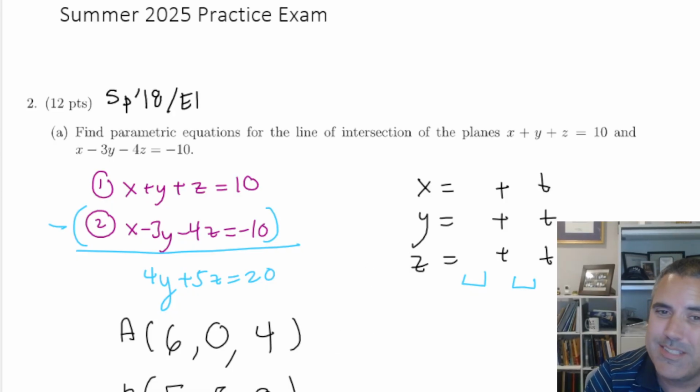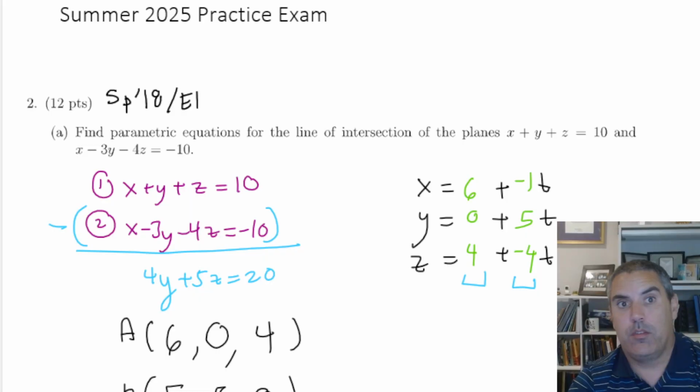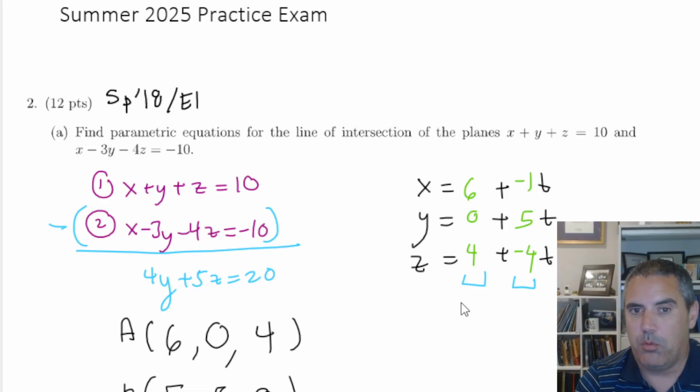You pick one of the points, it doesn't matter which one. I'll pick 6, 0, 4, and then you get a direction vector by subtracting. So you do 5 minus 6 is -1, 5 minus 0 is 5, 0, -4. It is that fast. So you do need to remember that you're looking for a point and a direction, but it's quick.